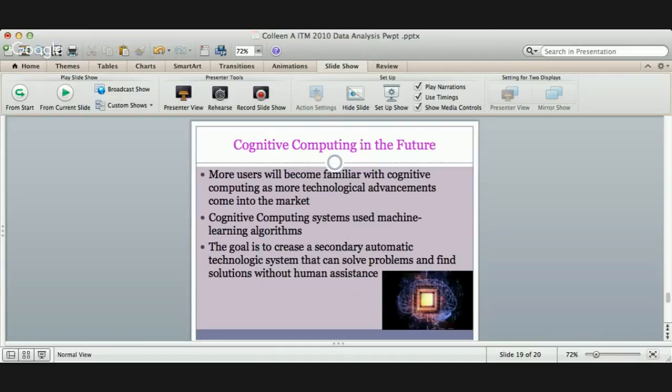Cognitive computing uses machine learning algorithms, so there's been a technological shift, and that's a big thing now too. And lastly, the goal is to create a secondary automatic technological system that can solve problems and find solutions without human assistance. And here's a picture.